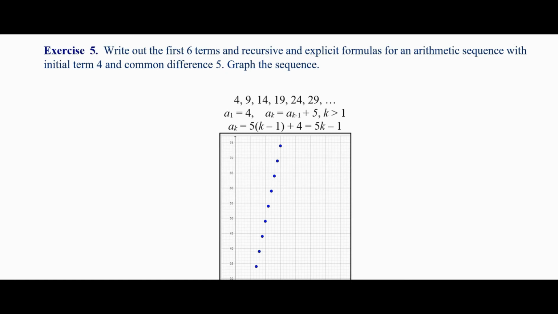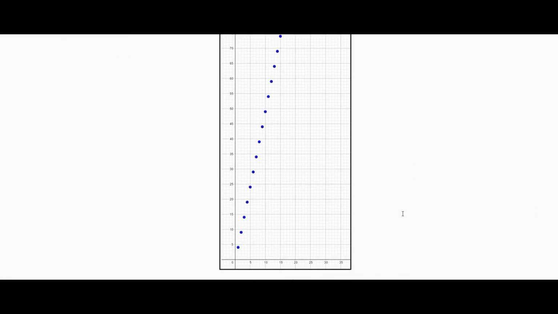Explicitly, a sub k is 5 times k minus 1 plus the first term of 4. Or, if you'd rather rewrite it as 5k minus 1, that's correct as well. And there's the graph of it. Of course, the points are isolated points in a straight line.